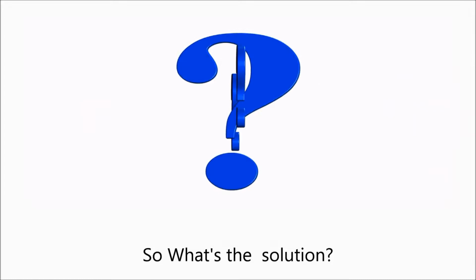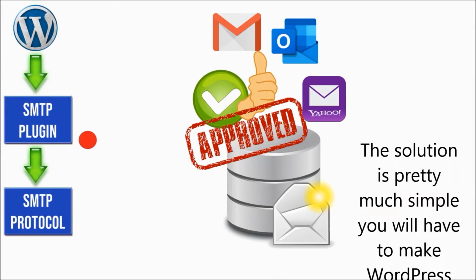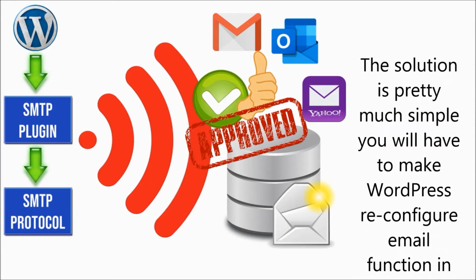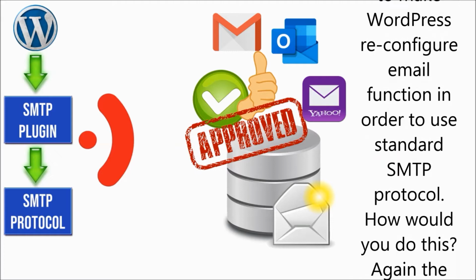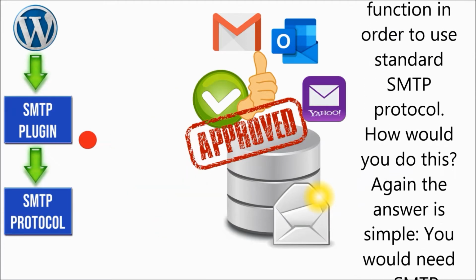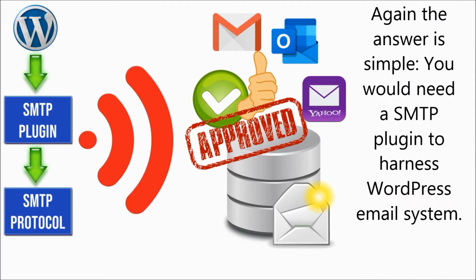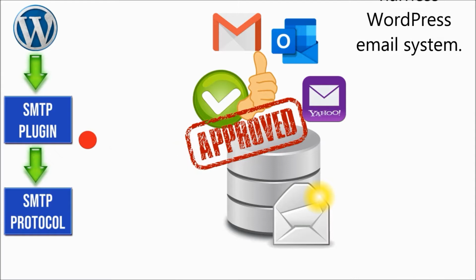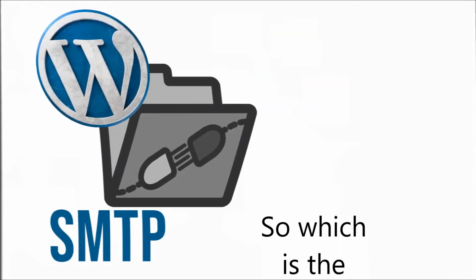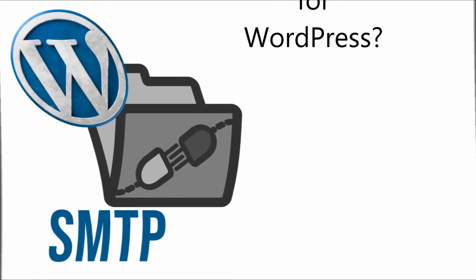So, what's the solution? The solution is pretty simple. You will have to make WordPress reconfigure its email function in order to use the standard SMTP protocol. How would you do this? Again, the answer is simple. You would need an SMTP plugin to harness the WordPress email system. So, which is the best SMTP plugin for WordPress?